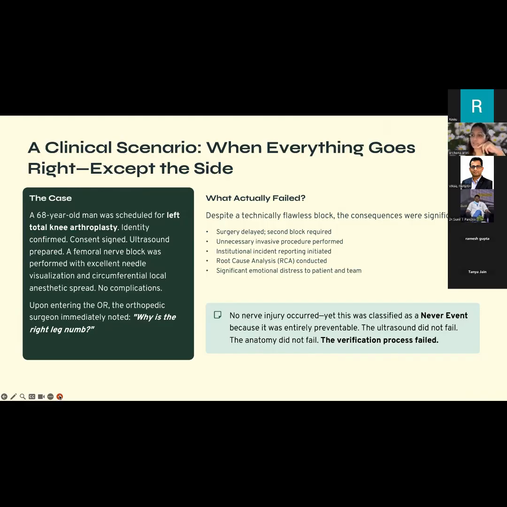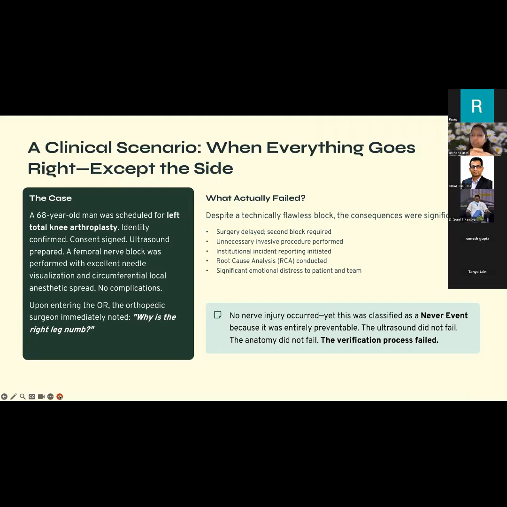The case was a 68-year-old gentleman posted for an elective left-sided total knee arthroplasty. The team went through the motions, the checklist was confirmed, the consent was signed, the ultrasound was done, and a femoral nerve block was performed with excellent needle visualization, circumferential spread, and no complications. However, when entering the OT and undergoing prep, the patient noted that the right side was numb. He asked, how come, are you still operating on my left side?